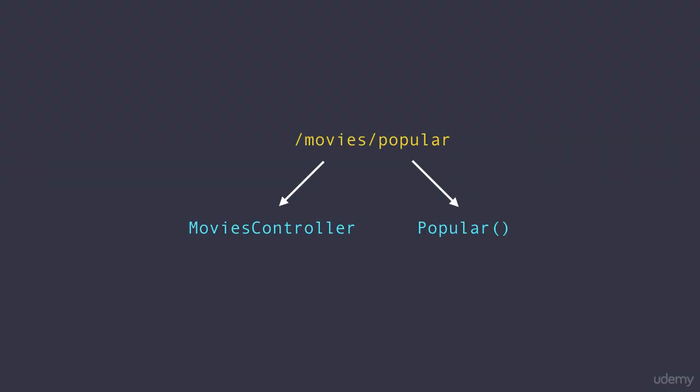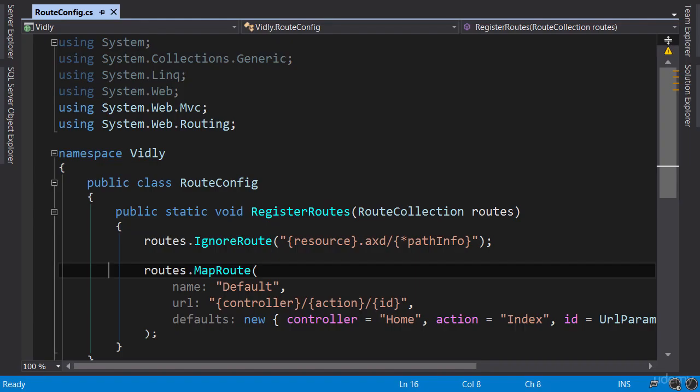With this rule, if we send a request to /movies/popular, ASP.NET Runtime will call a method or an action called popular in movies controller. Or as another example, if we send a request to /movies/edit/1, ASP.NET Runtime will call the edit action of the movies controller and will pass 1 as the ID to this action.